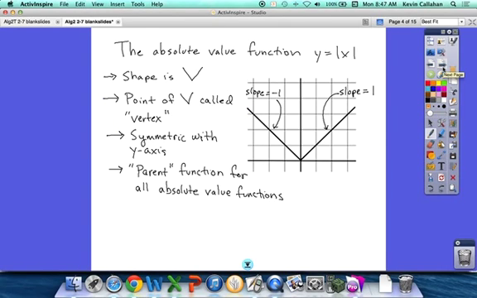So the absolute value function, right? The shape of the function is a V. If you're asked what's the shape of the graph, it's a V. The point of the V is called the vertex, right? Right here is called the vertex. We use these letters to represent the coordinates of the vertex: H, comma, K.